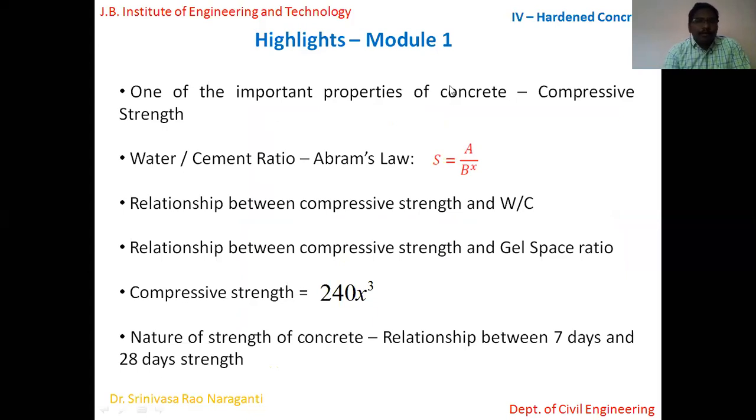And we talked about a relation between the compressive strength and water cement ratio, which is governed by Abram's law. We said that compressive strength can be found by using this relation A by B to the power X. That means compressive strength is inversely proportional to water cement ratio. X is nothing but the water cement ratio. Then we said A and B are constants, standard values at 28 days. So that's how we can find out the compressive strength of concrete if you know the water cement ratio.